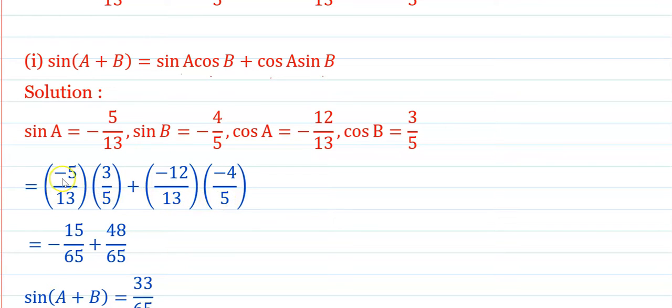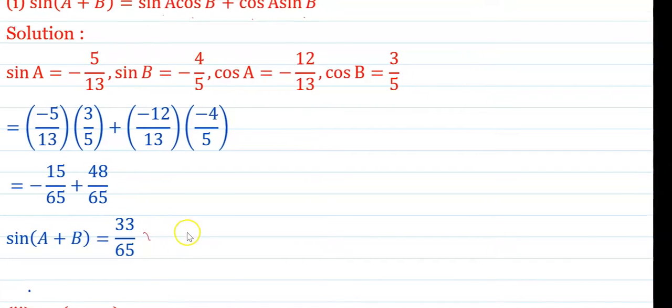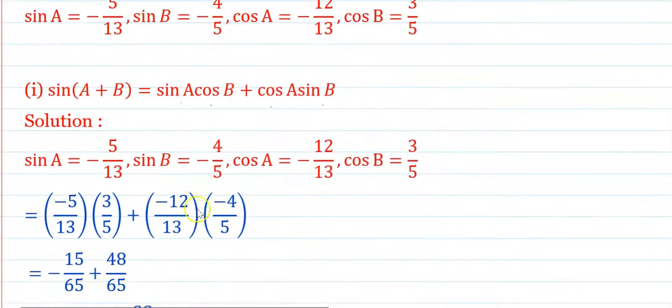Okay, now plus minus and plus multiplication, minus 15 upon 65. Next, 12 into 4, 48 upon 65. Both of them have the same base, and therefore 48 minus 15 you will get 33, and hence sin of A plus B is equal to 33 upon 65. This is the first one.